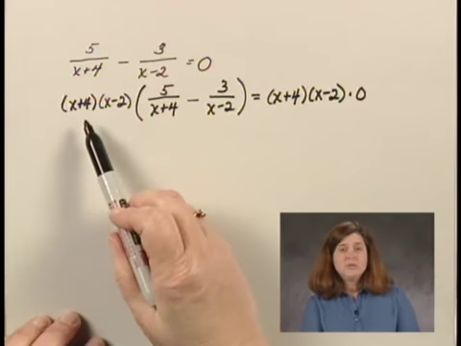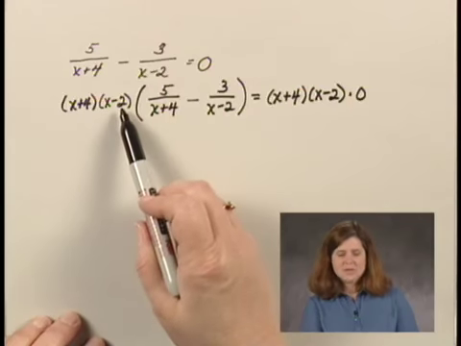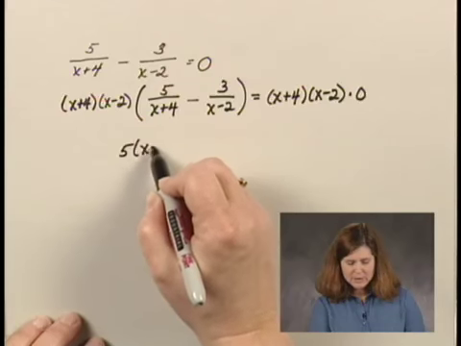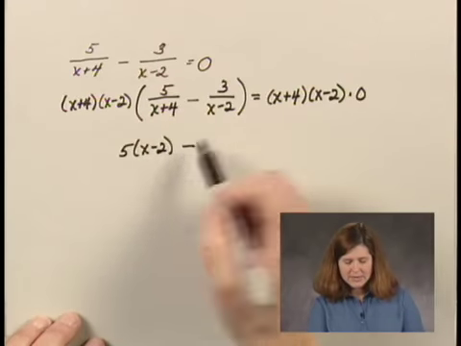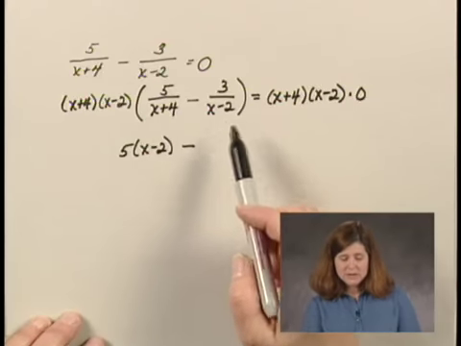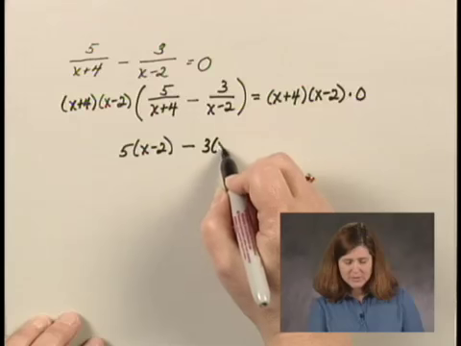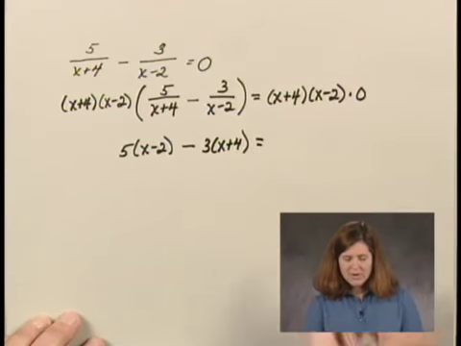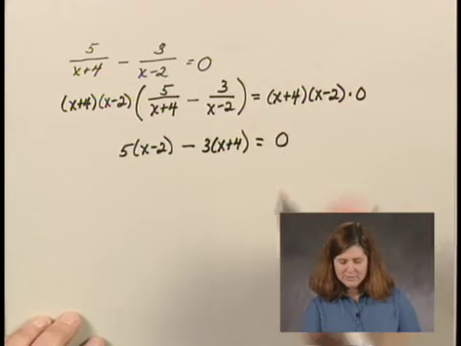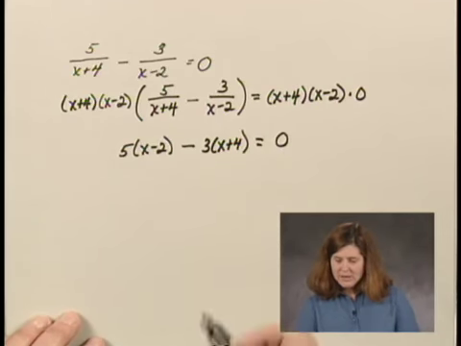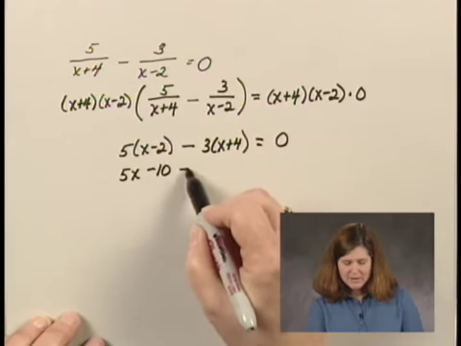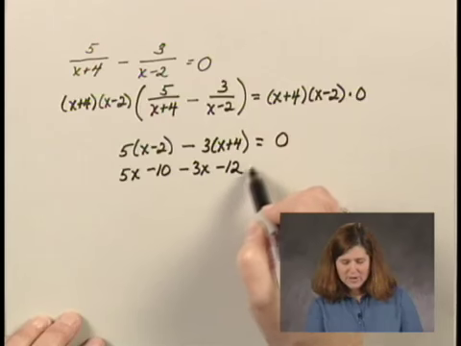Now if I multiply using the distributive property, x plus 4 times x minus 2 times 5 over x plus 4 is 5 times x minus 2. Then I have minus, and now I multiply x plus 4 times x minus 2 times 3 over x minus 2, and that's 3 times x plus 4. On the right side, we have a product. One of the factors in the product is 0, so the product is 0. So now I solve for x, and I have 5x minus 10 minus 3x minus 12 equals 0.